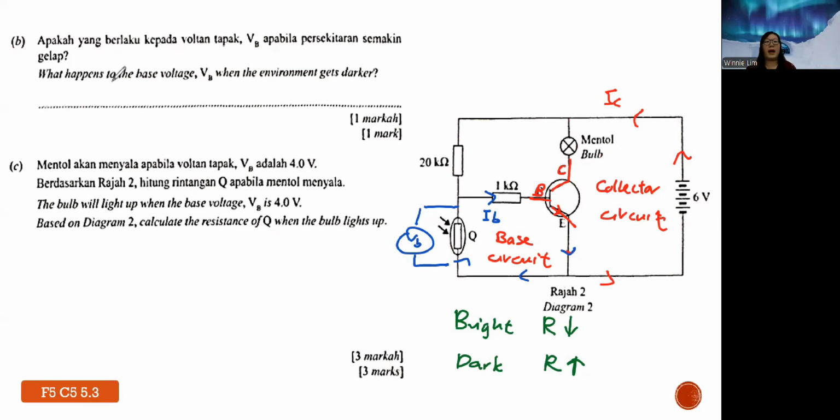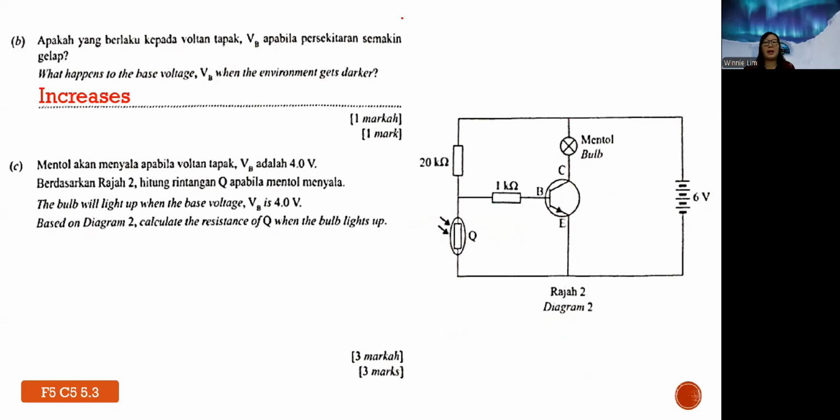Okay, so they ask what happens to the base voltage when dark. Like the teacher said, during dark, the resistance of the LDR is high. If your resistance is high, because voltage and resistance are directly proportional, your base voltage is also high. So base current will be high. That means the bulb will light up. So that's why it increases. They're asking about the voltage idea.